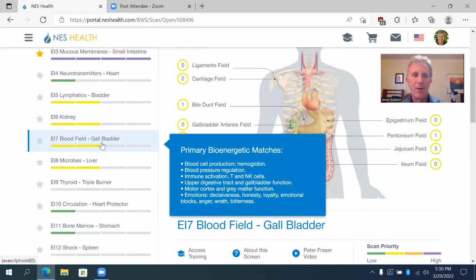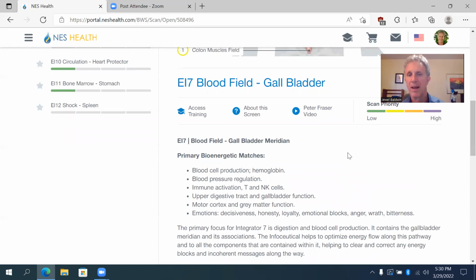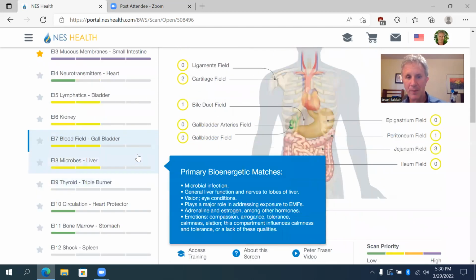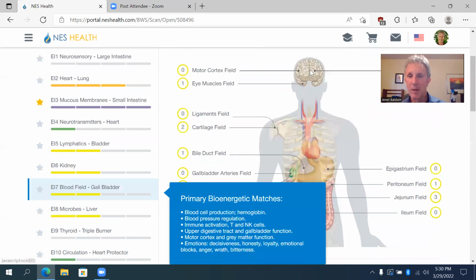Going down further, integrator number 7 is the blood gallbladder field, which is the gallbladder, of course. Blood cell production, hemoglobin. You can see all the different things this integrator tags, including gallbladder and upper digestive tract, so digestion of fats, and emotional factors like anger and wrath and bitterness are gallbladder related. So that's the gallbladder integrator.